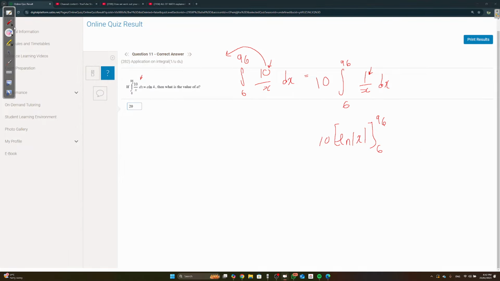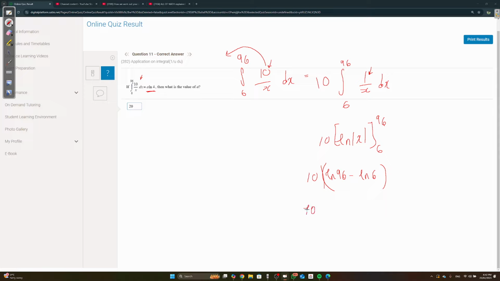Let me do this. 10 ln x from 96 to 6, right? You substitute your x's. So you're going to get 10 ln 96 minus ln 6, right? Keep this outside. We need it to look like a ln 4. Now, what do we know when you have lns minus?